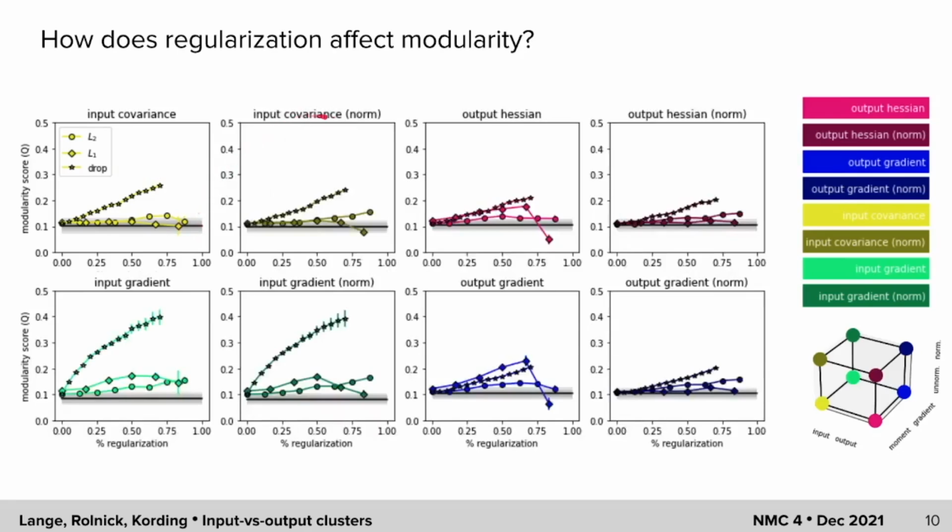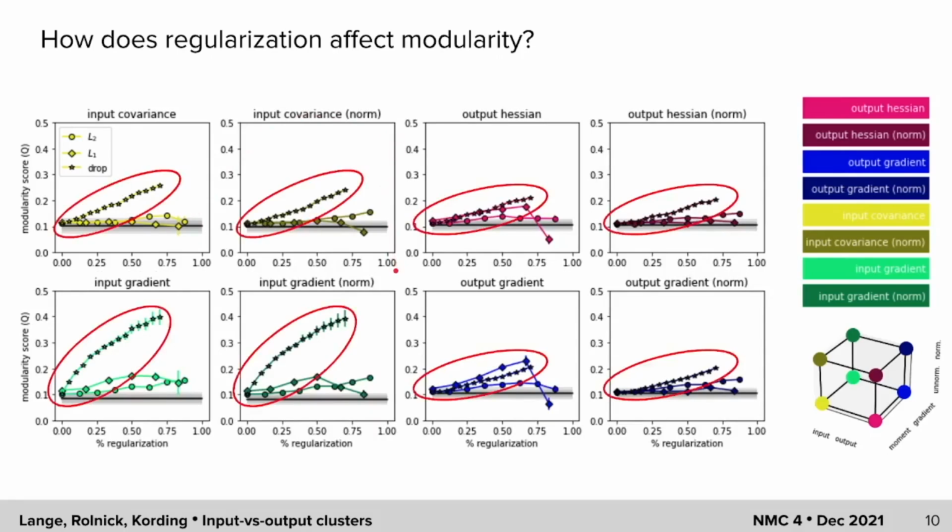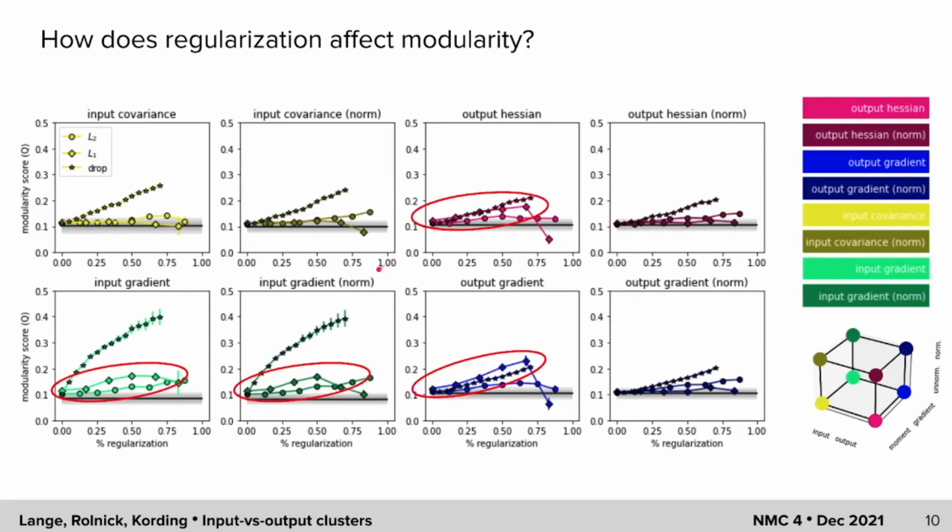Now, if I show all 8 methods together, I can highlight a few salient features of the data. First, we see, surprisingly, that increasing dropout regularization has the biggest effect on modularity scores. Second, looking at L1 regularization, we only see an increase in modularity in a few cases, seemingly independent of whether the pairwise similarity was normalized on the input side, but crucially dependent on normalization on the output side.